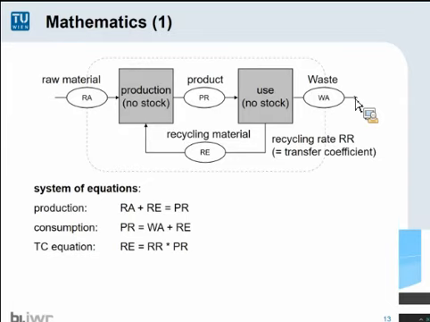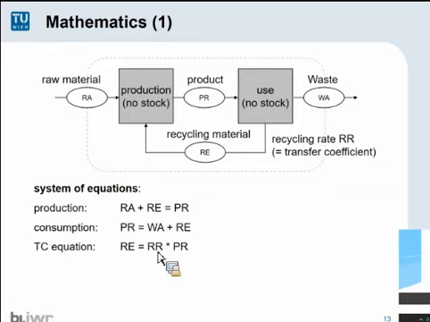We need three equations to do this. The first is the mass balance of process production. So raw materials plus recycling material equals product. The second is the product flow equals the waste flow plus the recycling material flow. And the third equation is a transfer coefficient equation telling you that a certain amount of the product that is going in is going back as recycling material. So you see, recycling material equals the product flow times the recycling rate.